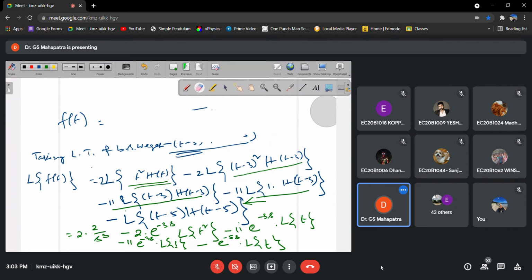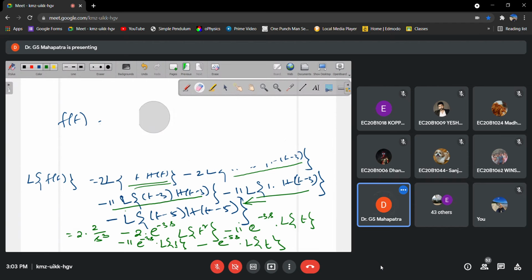Okay, so now I will erase some part and then I will write directly here itself. So now I will erase this one. Now this one, step by step. 2 into 2 by s cube, so 4 by s cube. Next one is minus 2 into e to the power minus 3s Laplace transform of t square. What is the answer? Laplace transform of t square, standard one, 2 by s cube.